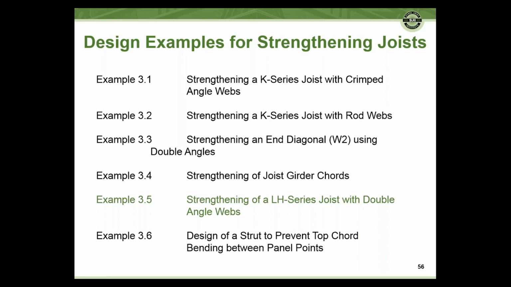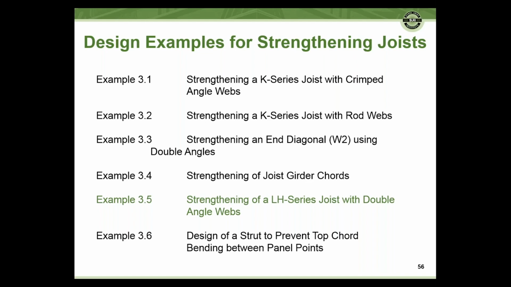We're going to get into some number crunching in the second part. We're going to get into the design examples. And within Chapter 3, there are 6 design examples regarding strengthening joists, whether it be a K-series, an LH series, or a joist girder. What we're going to look at in this webinar is example 3.5, strengthening an LH series joist with double angle webs.